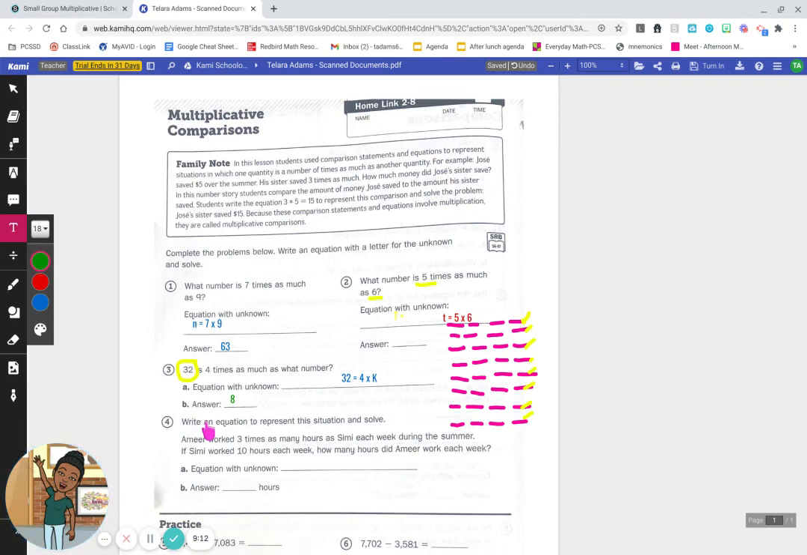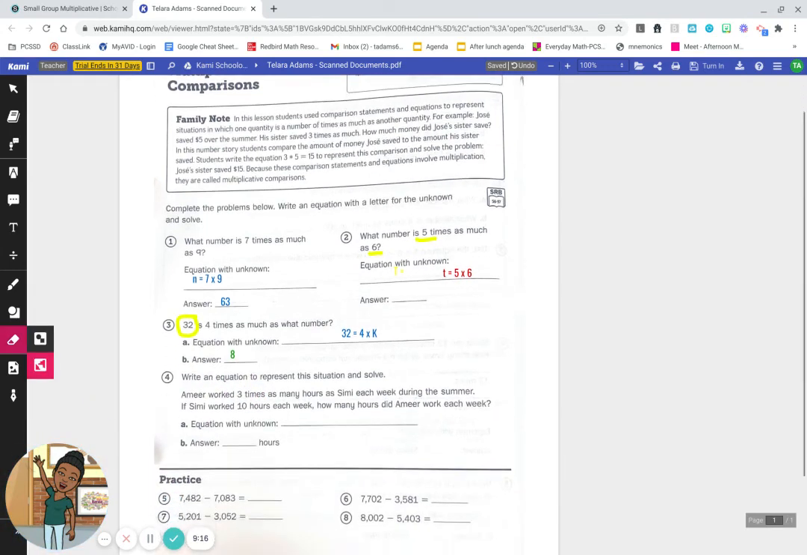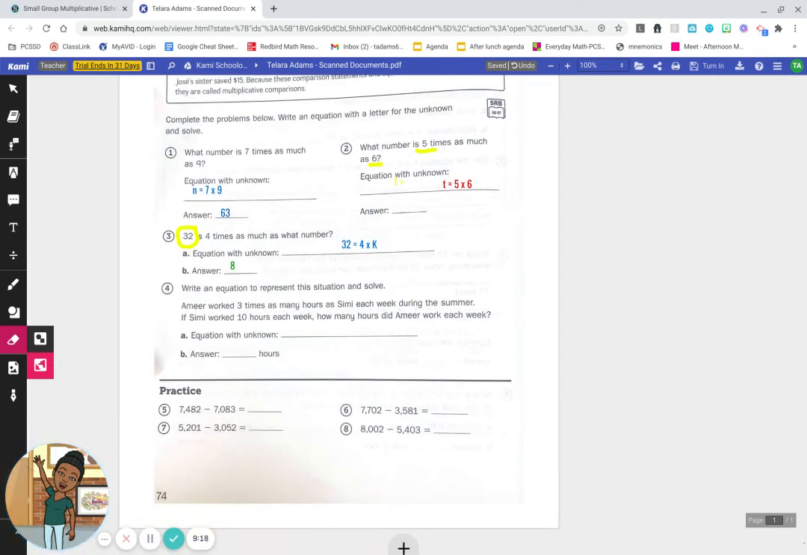Write an equation to represent this situation and solve. Amir worked 3 times as many hours as Simi each week during the summer. If Simi worked 10 hours each week, how many hours did Amir work each week? Amir worked 3 times as many hours as Simi each week during the summer. If Simi worked 10 hours, how many hours did Amir work each week?